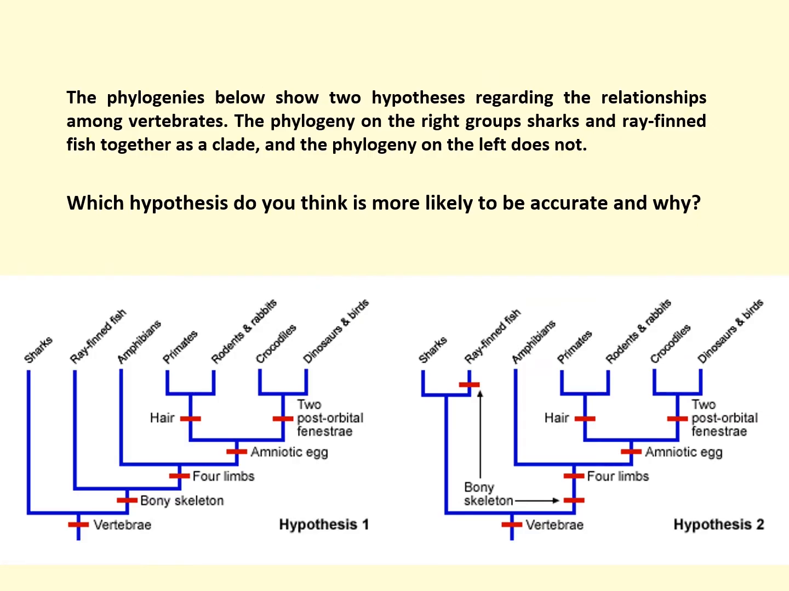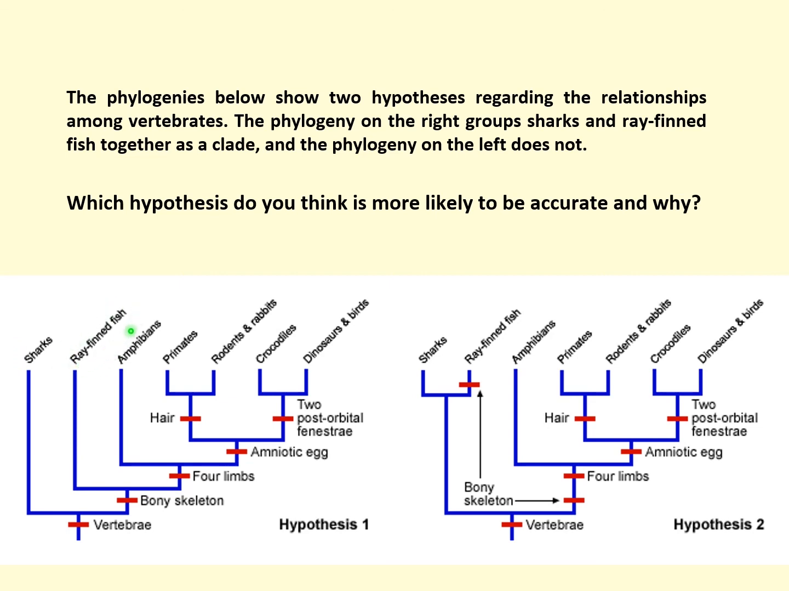We have 2 different hypotheses for this phylogenetic tree about sharks and ray fin fish. So we are going to take a look at some sharks, and we're going to look at some ray fin fish. On hypothesis 1, we have the shark as the outgroup, and then we have a ray fin fish over here. The reason why the shark is out here is because they have a cartilaginous skeleton. Ray fin fish are the bony fish.